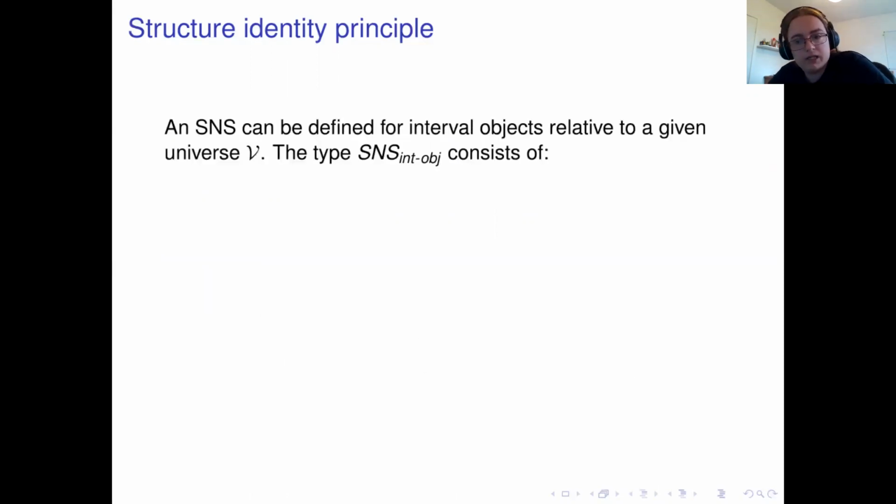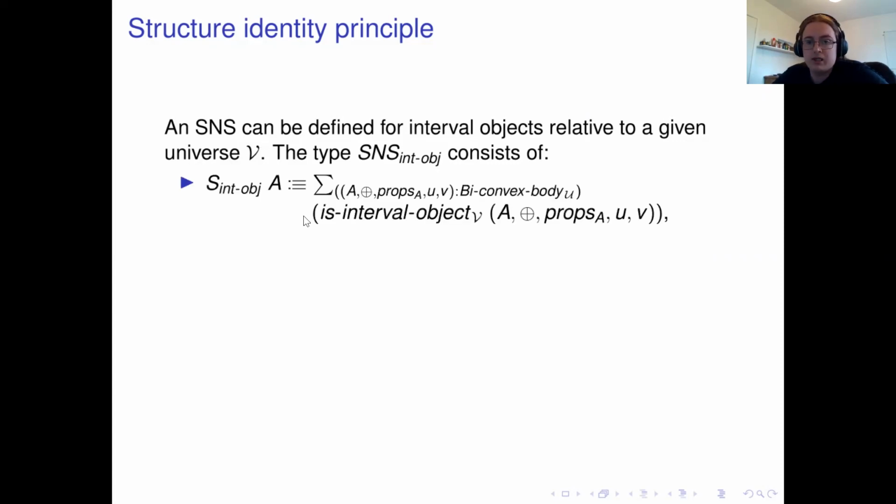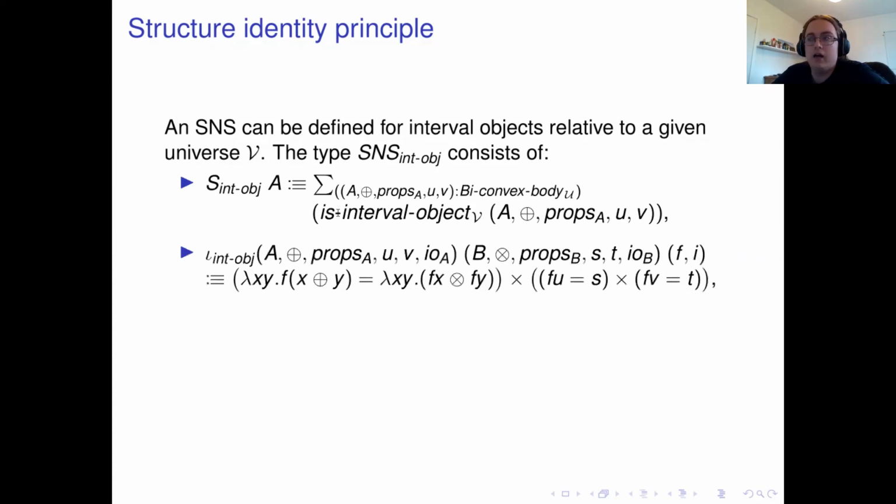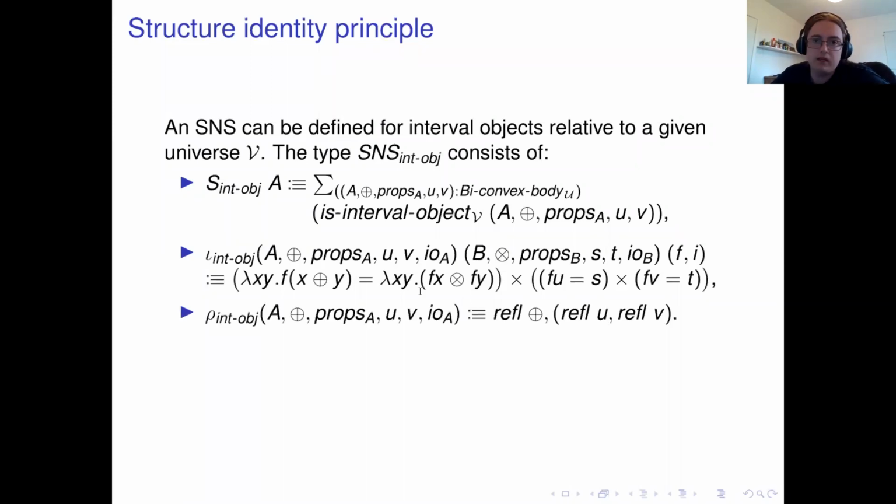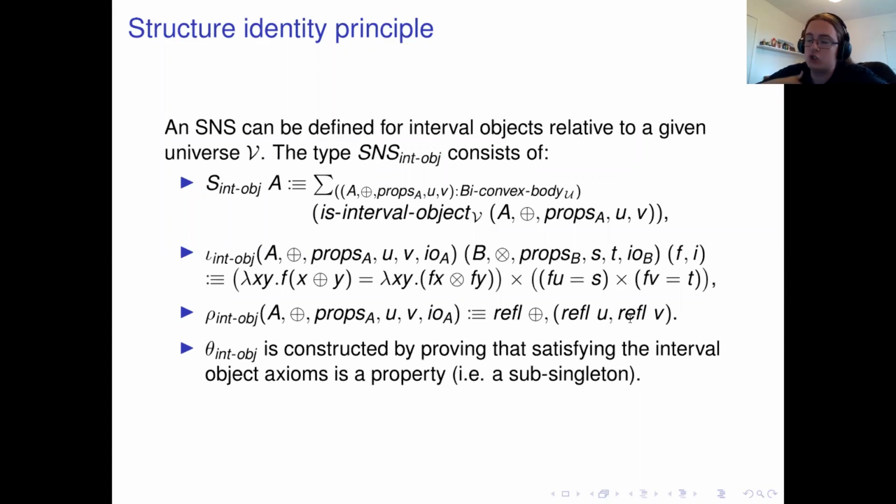So then to apply this to interval objects, an SNS can be defined for interval objects relative to a given universe V. So the specification says that there is a bipointed convex body that is an interval object in that universe V. Then the iota says that the equivalence map between A and B is a midpoint homomorphism, just like the magma homomorphism we saw with magmas, and also it has to satisfy the two endpoints as well, just as we saw before in the universal property. And then the rho again is quite trivial, and the theta is constructed by proving that satisfying the axioms of being an interval object is a property, which we've done in Agda if you want to have a look at the formalization.